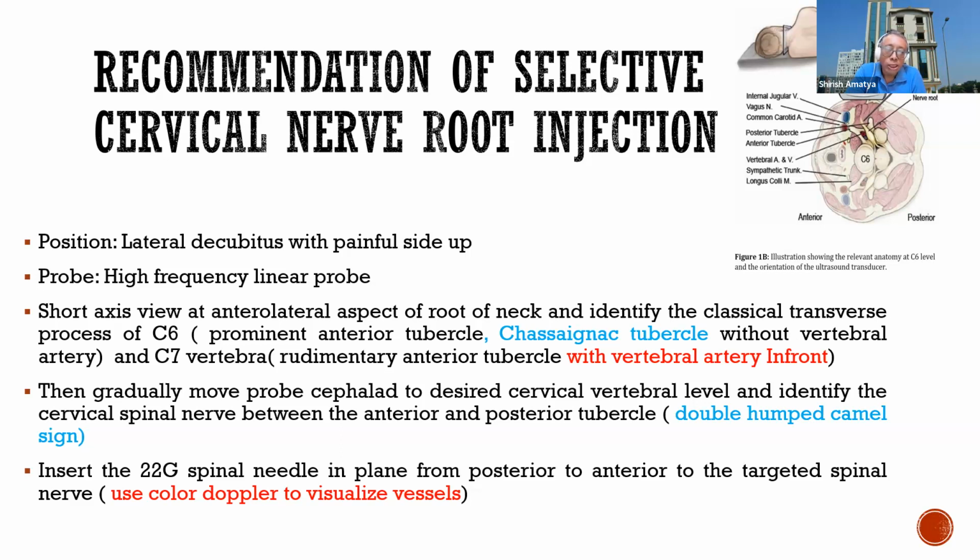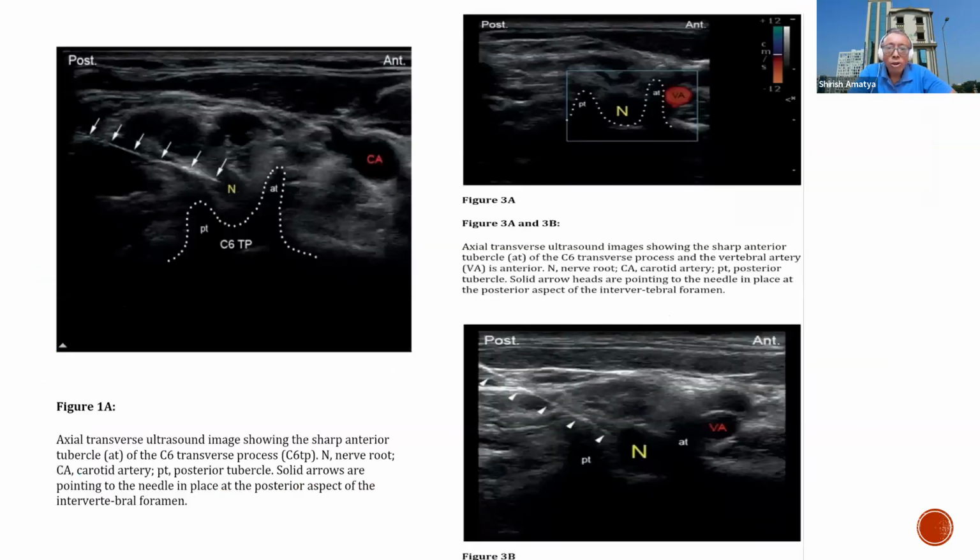Okay, but always be careful that sometimes the vertebral artery is in front of the C6 anterior tubercle, which I'll be showing you in a picture, and we have to be careful while injecting the drug. We usually use a 22 gauge spinal needle from the posterior to anterior aspect along the long axis. Always use colored Doppler, and always use non-particulate steroid while injecting in this area. The volume of drug is very small, 2 to 3 cc of drug along with steroid, enough to block the single nerve.